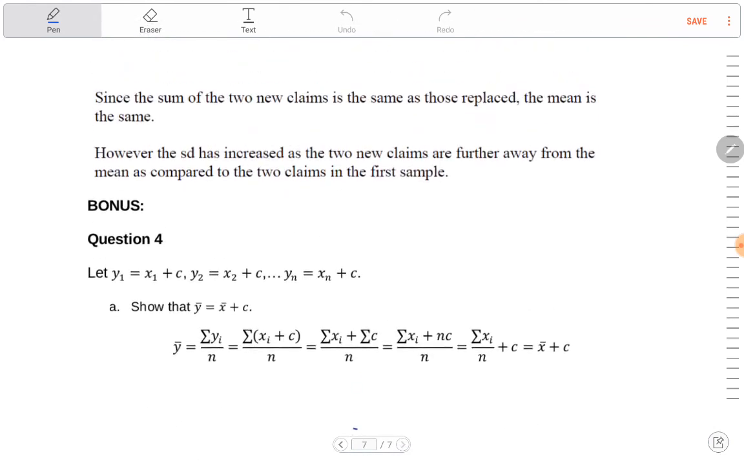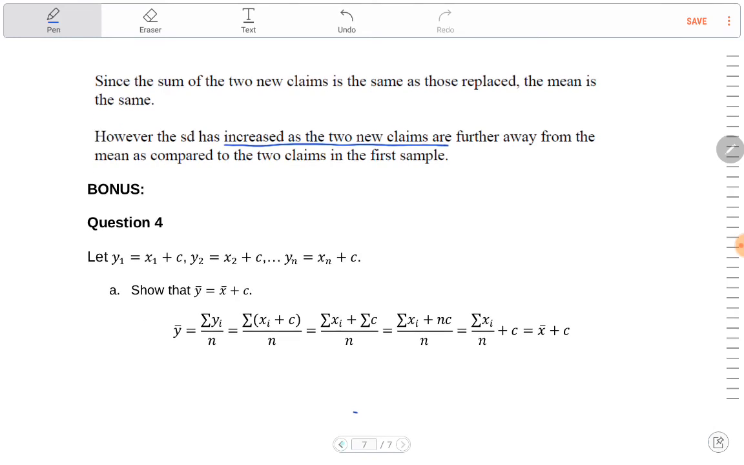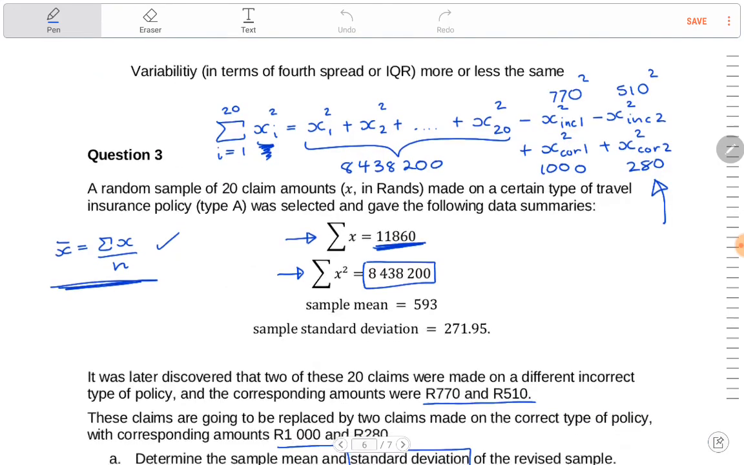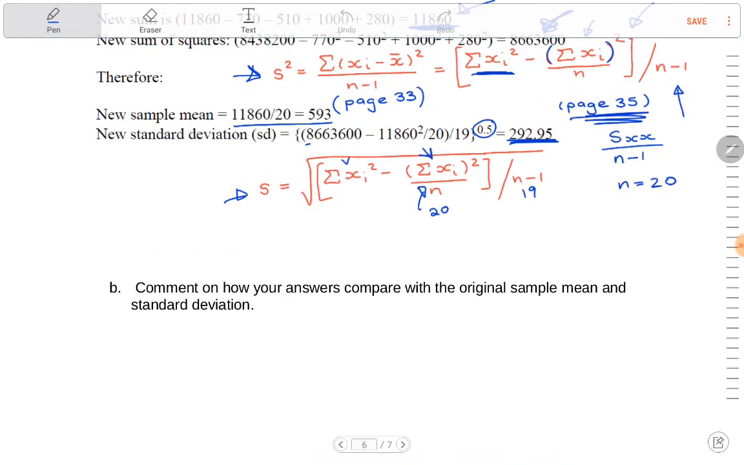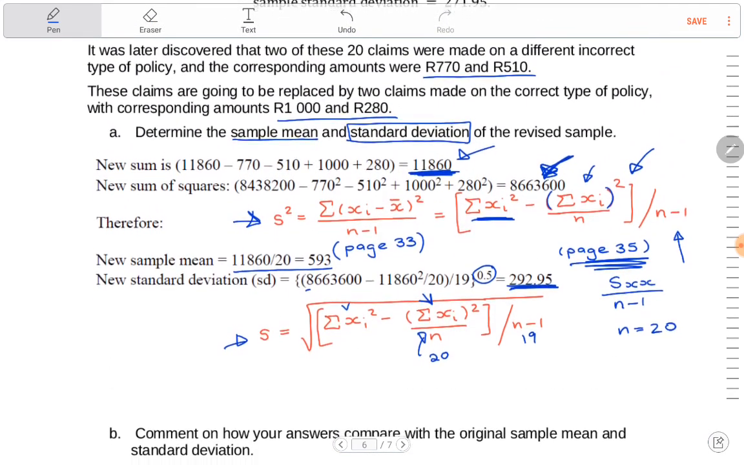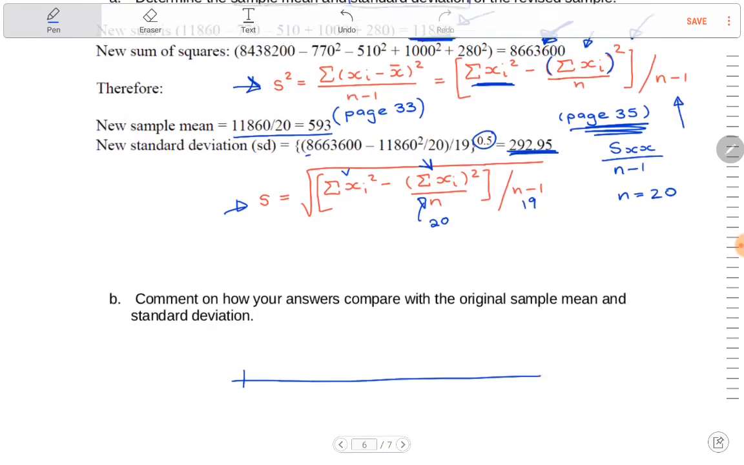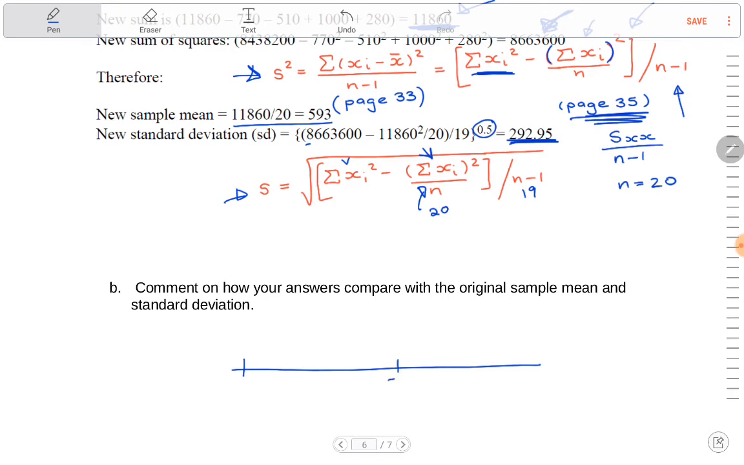For the sample variance, this one increased as the two claims are further away from the mean as compared to the two claims in the first sample. So let's quickly look at it in terms of a sketch. If this was our data, in the original summation we had 770 and 510. So maybe that was here.